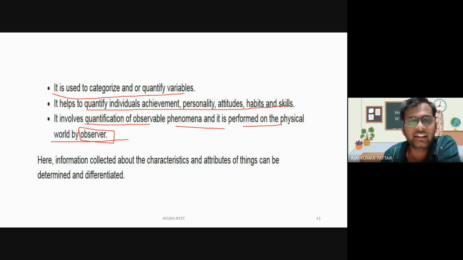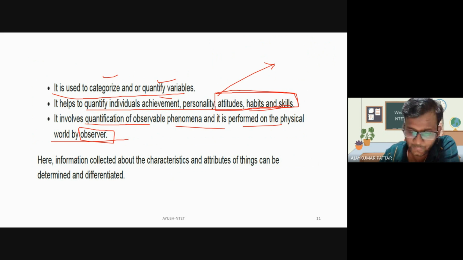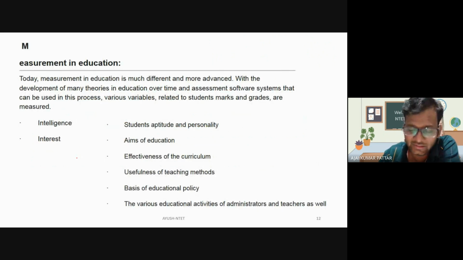So it is categorize or quantify the variables. That is the meaning. Categorize or quantify the variables to help quantify individual achievement, personality, attitudes, habits, skills. Based on certain rules, we will give the measurement. We will do the measurement, give the numbers for these things. You will understand step by step. Don't worry.